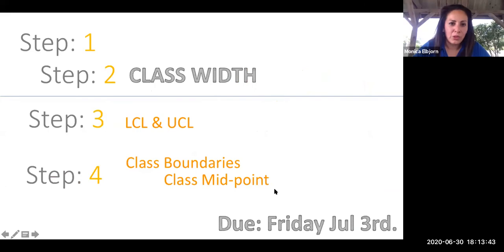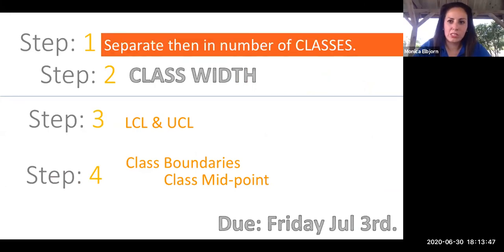And so step 1, I'm gonna give it to you, which is separate into classes. So the classes, yeah, include yourself. Please include yourself. So the number of classes will be 8, and then we get the class width, which will be the highest minus the lowest. And then we start our frequency distribution. Step 3, we'll be getting our lower class limit, our upper class limit.